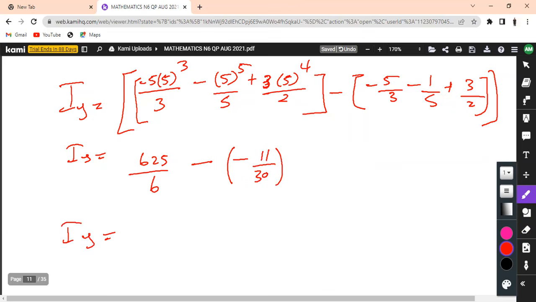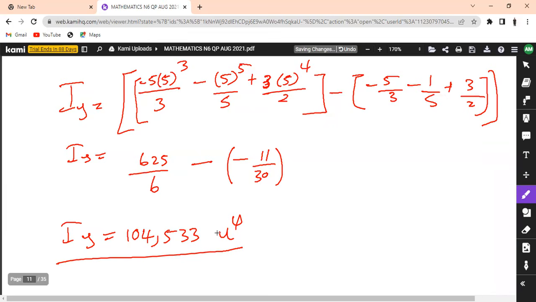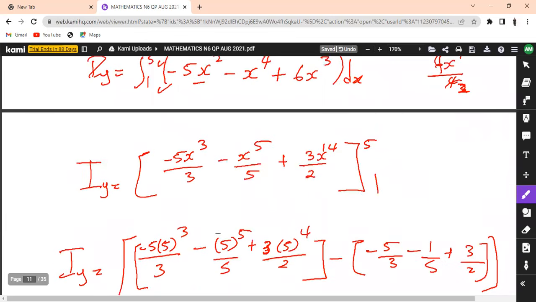But our second area moment is going to be 104. If we round this, it's going to be 104.5333333, and so forth. So just 5.33, and this is to the exponent of 4. Okay, so that's what we had on this part. That was 5.33, guys.